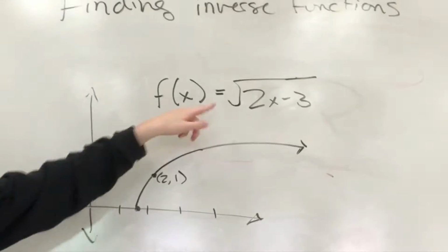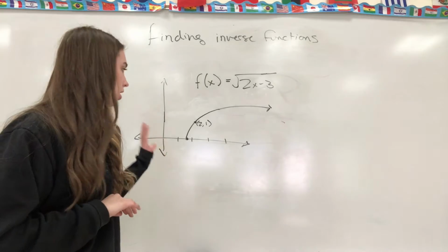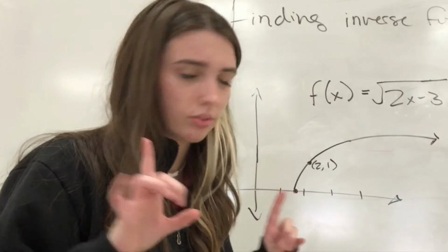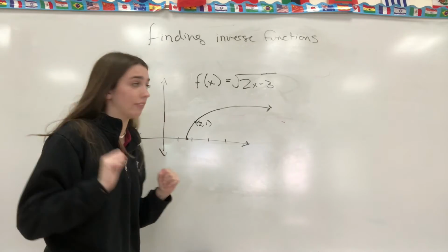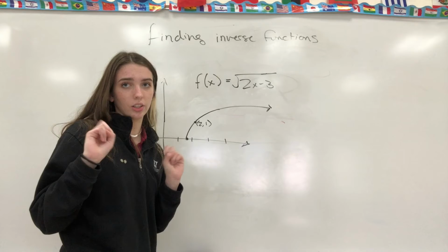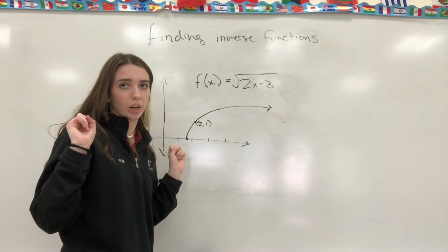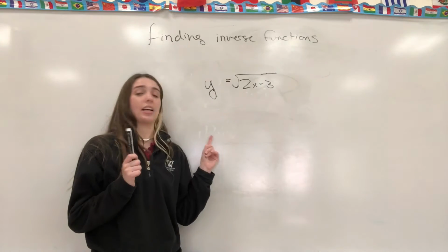Here is our function, square root of 2x minus 3. Now, we already concluded that it is monotonic, or that word. It passes the horizontal line test. It's one-to-one, so we're all good. Let's take the inverse of this function. Basically, all you're going to want to do is get the x alone. All right, we need to get the x by itself.